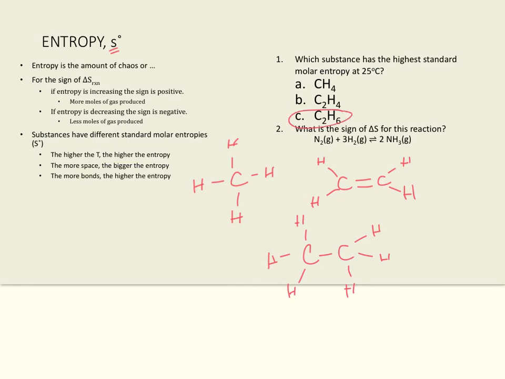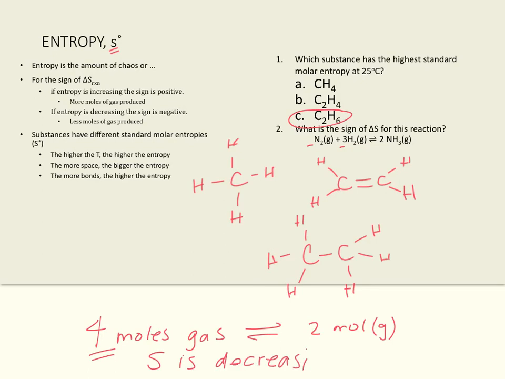And what is the sign of delta S for this reaction? We have 4 moles of a gas on the reactant side, and it's going to make 2 moles of a gas. Since we have more moles on the reactant side, the entropy is decreasing. And so that means delta S of the reaction has a negative sign.